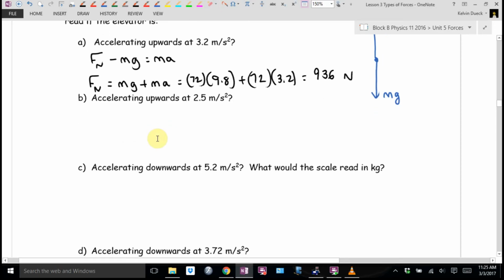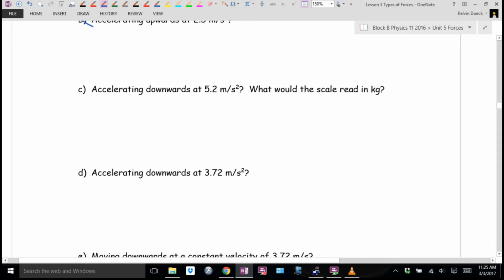B says accelerating upwards at 2.5 meters per second squared. I'm going to skip B. It's the same as part A. And I'm going to go straight to part C. Accelerating downwards at 5.2 meters per second squared. What does the question want me to find? The scale reading. What does it really want me to find? The normal force. Elliot, this is a job for a free body diagram.